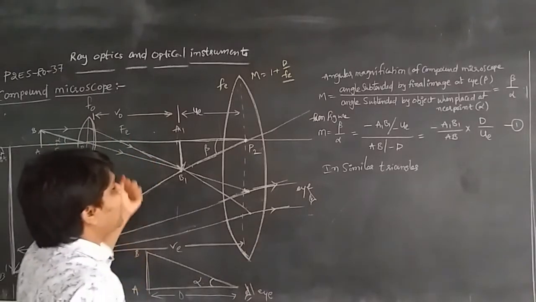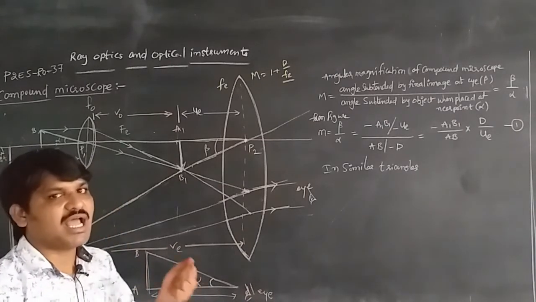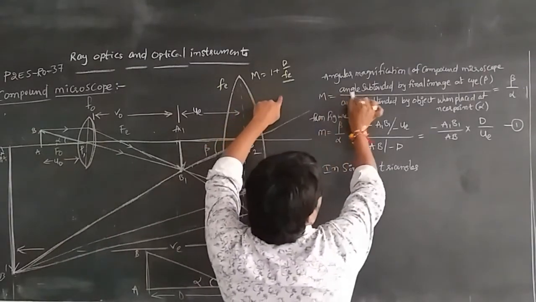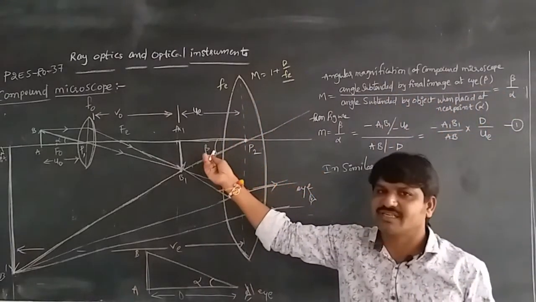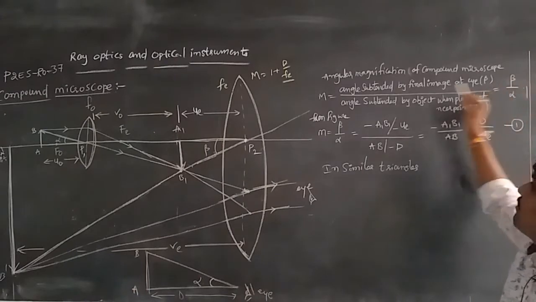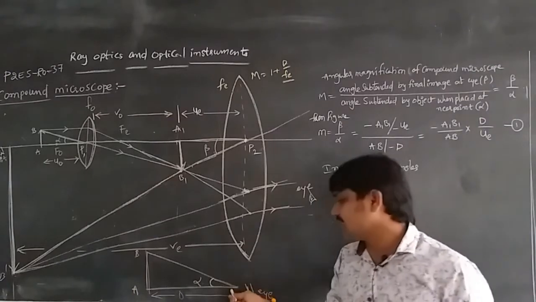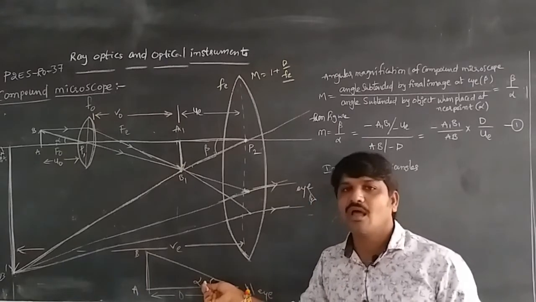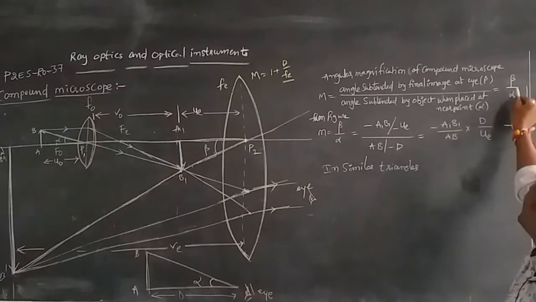So from this, the angular magnification of a compound microscope is M, equal to the angle subtended by the final image at the eye, which is beta, divided by the angle subtended by the object when placed at the near point. When it is placed at the near point, this is alpha, the visual angle of the object. So M is beta by alpha.